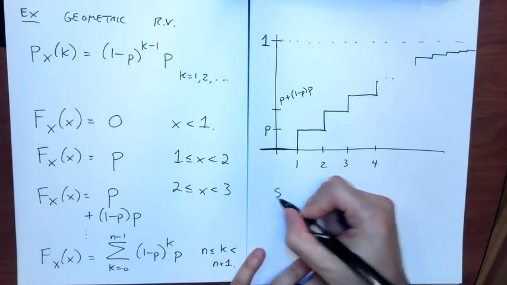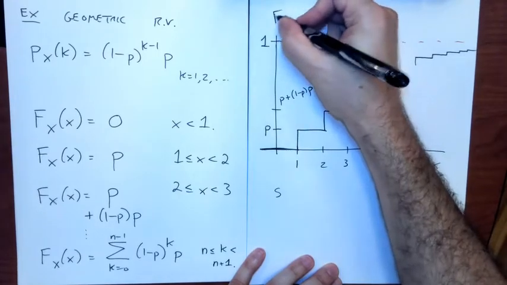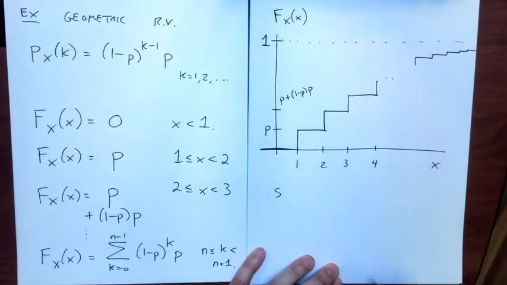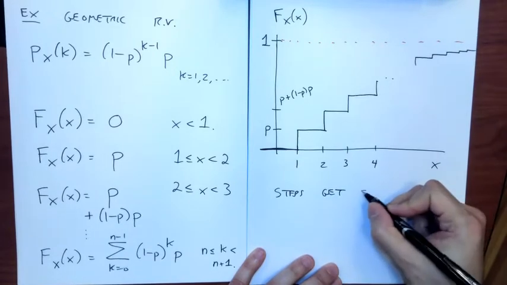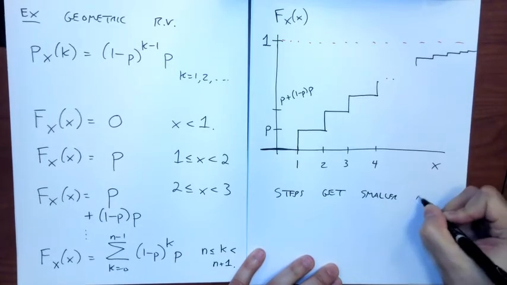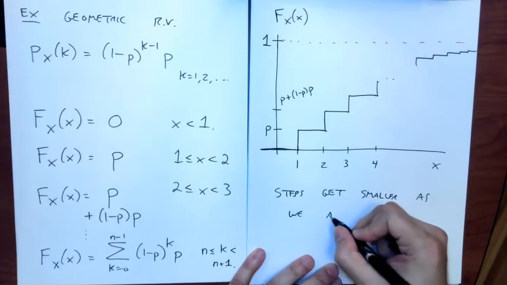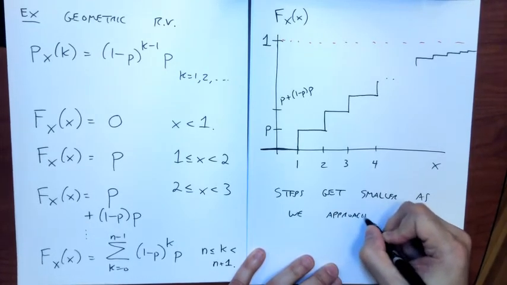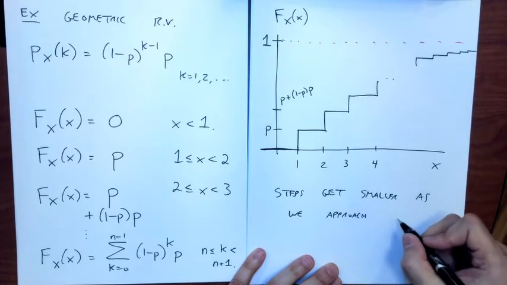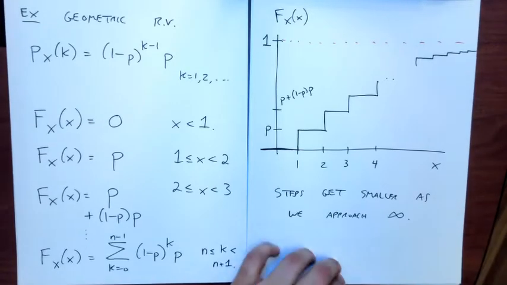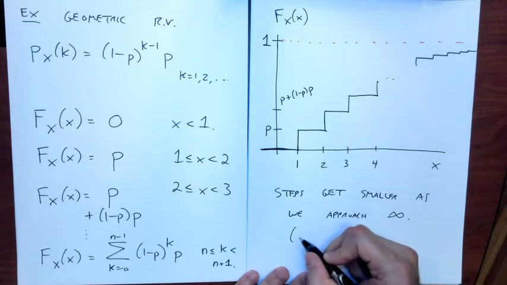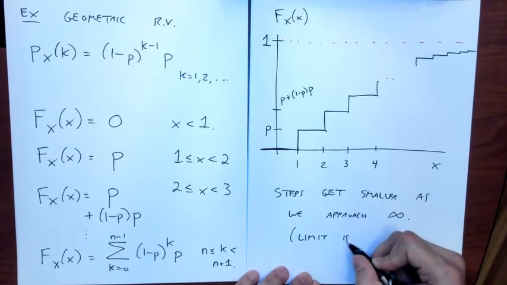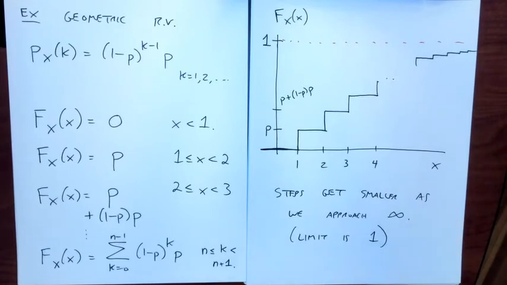So basically, I'm going to just label my axes because I'm always on you about labeling your axes. So basically the steps get smaller as we approach infinity, let's just say. And the limit is 1, right? Okay.